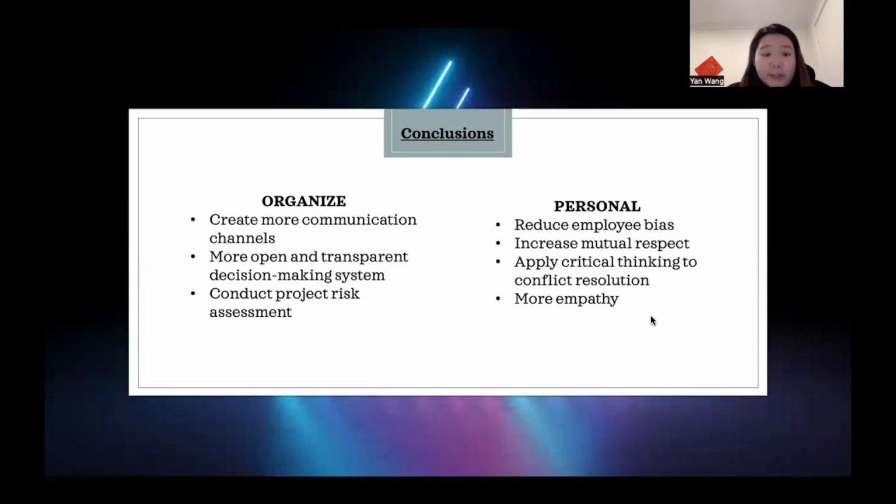And for the individual, improve self-cognition so as to reduce certain prejudices as much as possible. Apply critical thinking to work, improve, and try to have more empathy while being respectful to others. This will all play a role in reducing conflict. We hope that by improving collaboration between organizations and individuals, we can increase their trust and give more suggestions for improvement. That's all we have to say today.